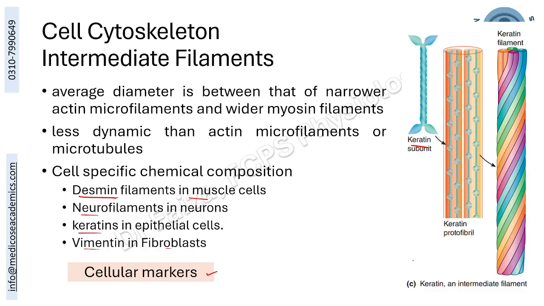If you look at the detailed structure of this intermediate filament, you can see this is one keratin subunit which are attached one over the other to form a long filament, and 4 filaments have joined to form keratin protofibrils, and these 4 protofibrils are twisted around each other to form one keratin filament.